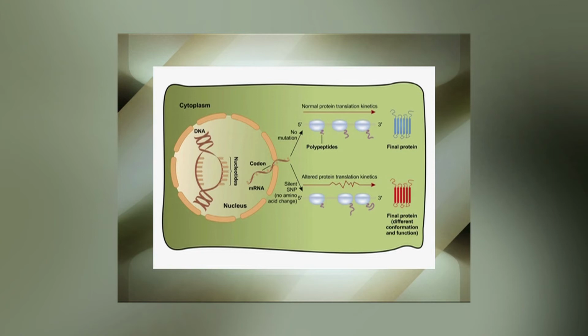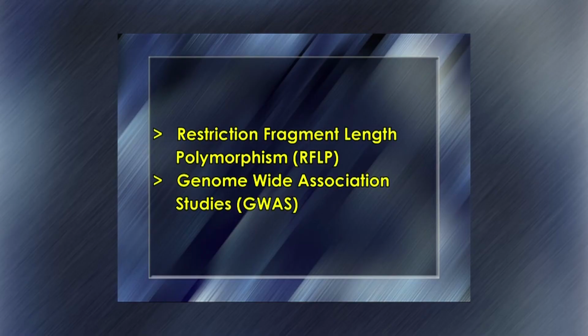Linkage is still used in instances where it is difficult to identify pathogenic mutations, either because the gene is unknown or because of the difficulty in finding mutations in large genes where a wide diversity of mutations may occur. Dear students, molecular pedigree genetic data presentation can be discussed under these headings. Number first, restriction fragment length polymorphism or RFLP, and number second, genome-wide association studies, that is GWAS.